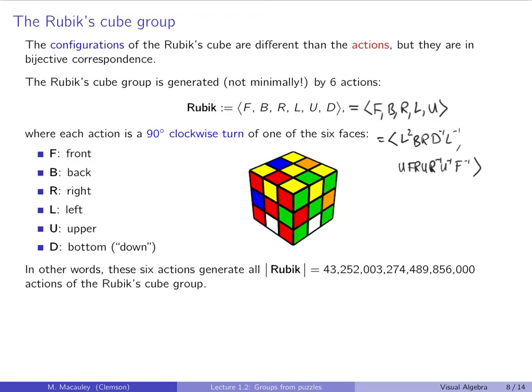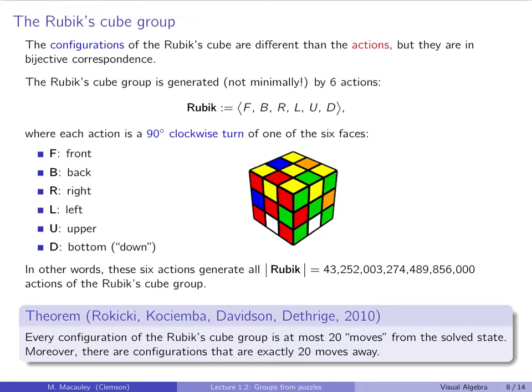Another really interesting question that mathematicians have asked for decades was, given an arbitrary scrambled state of the cube, what is the minimum number of moves that you need to bring it back to the solved state? Even the world's best speed cubers don't come anywhere near this minimum when they solve the cube. And this question was open until 2010, where a group of 4 mathematicians and computer scientists proved that every configuration of the Rubik's Cube is at most 20 moves away from the solved state. Sometimes this is called God's number.